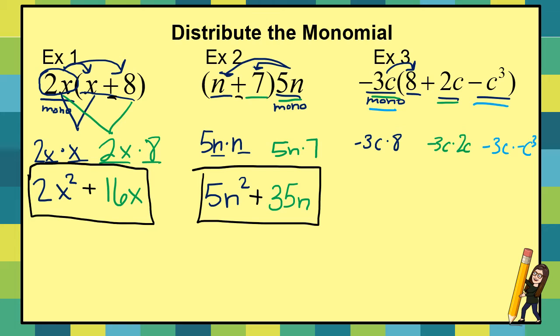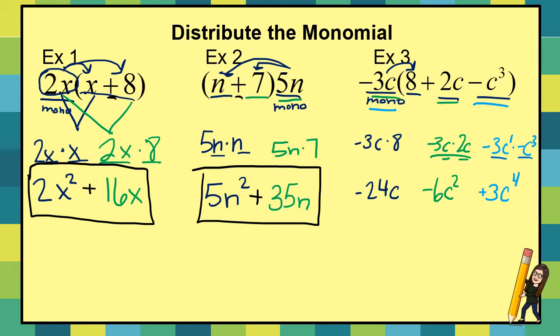So negative 3 times 8, we get a negative 24c. A negative 3 times 2 is a negative 6. A c times a c is a c squared. A negative 3 times a negative 1, there's technically a 1 there, is a positive 3. And the c times c cubed. Now here's going back to our exponent rules. When I multiply like bases, I add their exponents. So this is c to the 4th.